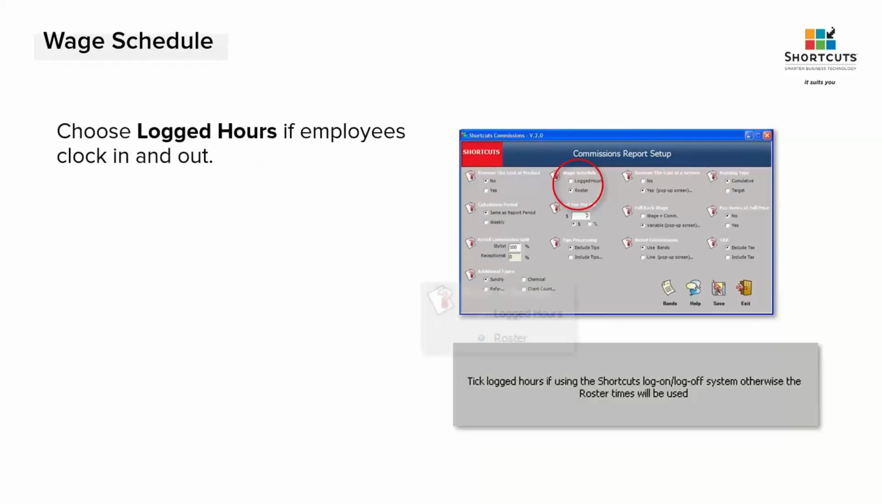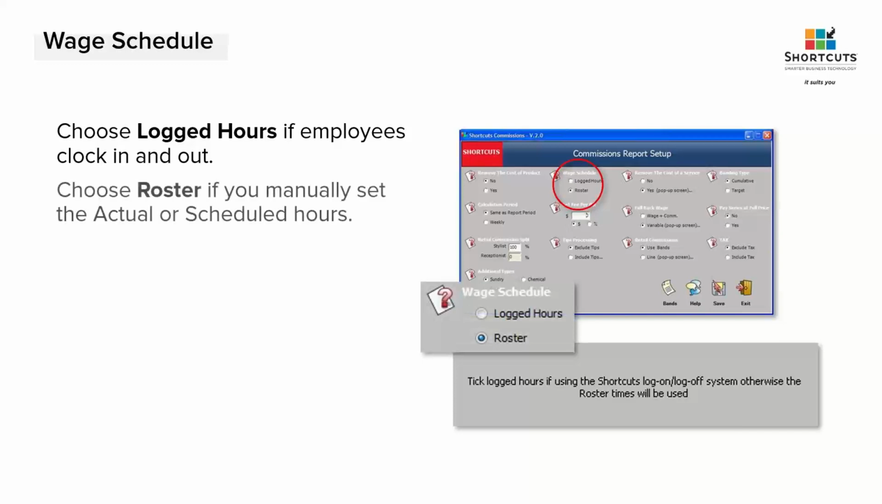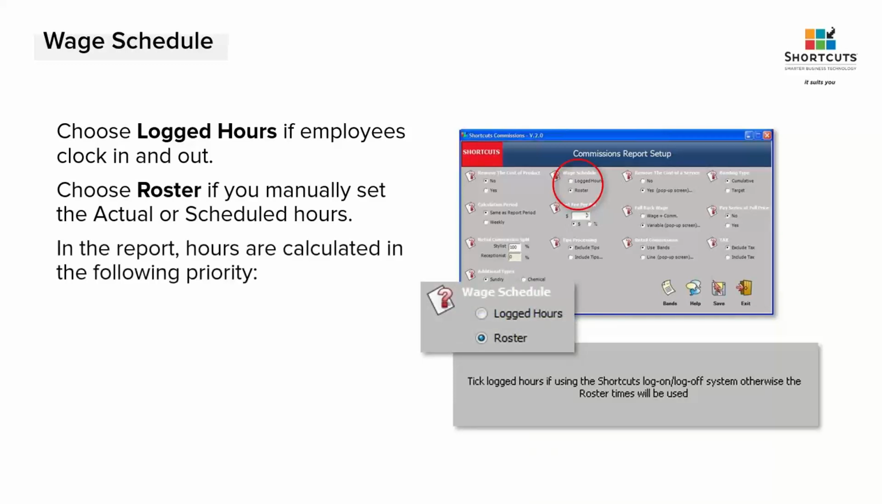Then there's wage schedule. When you run the report, how do you want Shortcuts to actually calculate the staff totals? Are they going by their roster, what was actually scheduled in Shortcuts that they should be working? Or are they going by the actual hours for the services they performed, or logged hours? Those are the ones where the staff actually clocked in and out. So when Shortcuts is calculating their hours, how do you want Shortcuts to calculate those?